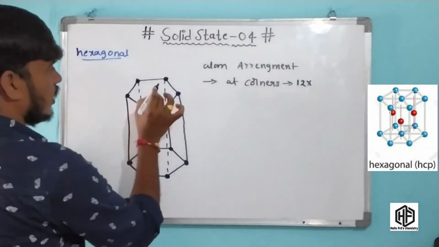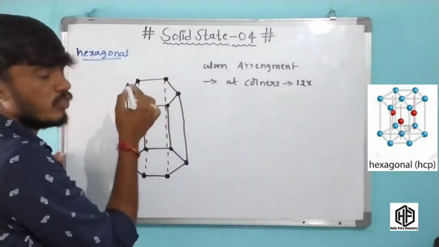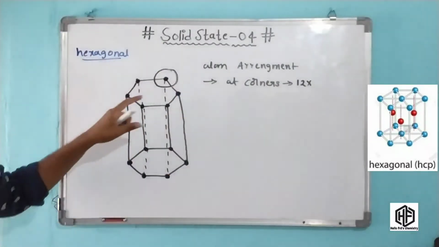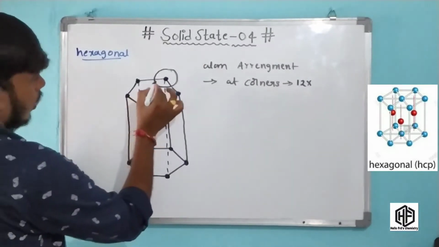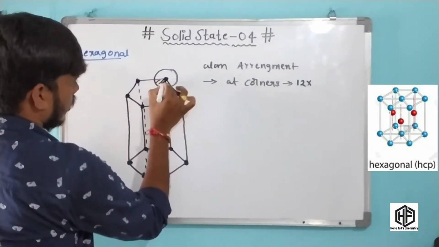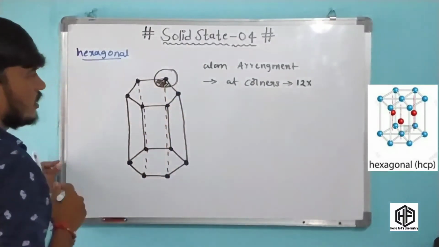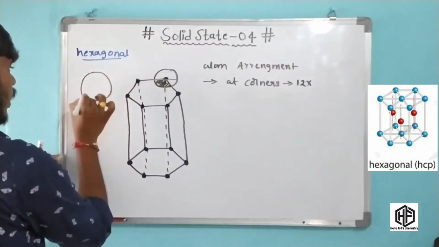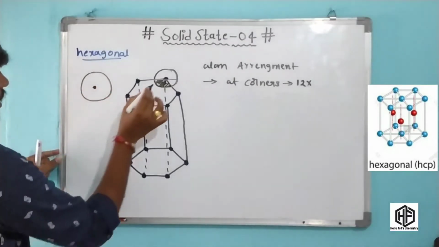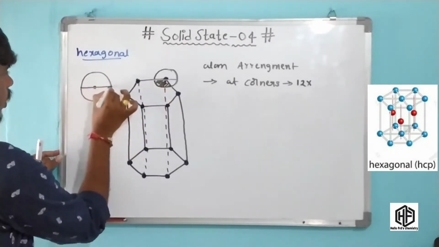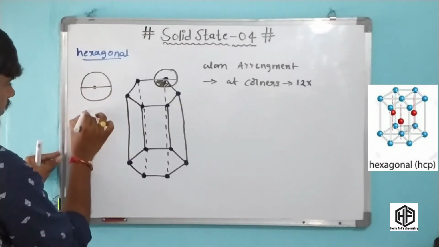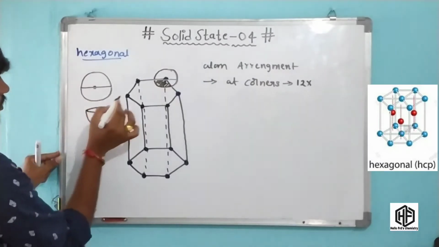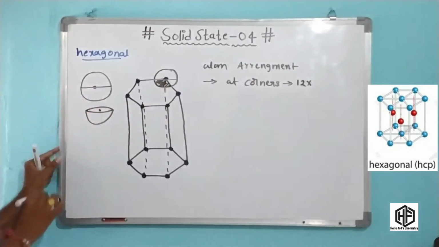Friends, now we have to consider this atom. This atom is a spherical shape. Now this part is the contribution to this unit cell. Okay friends, now we have to consider that this atom is a ball, like this ball, and this is the center. This ball is in 2 parts, and half of the ball is like this. This is half of the ball, and this is the centered point.